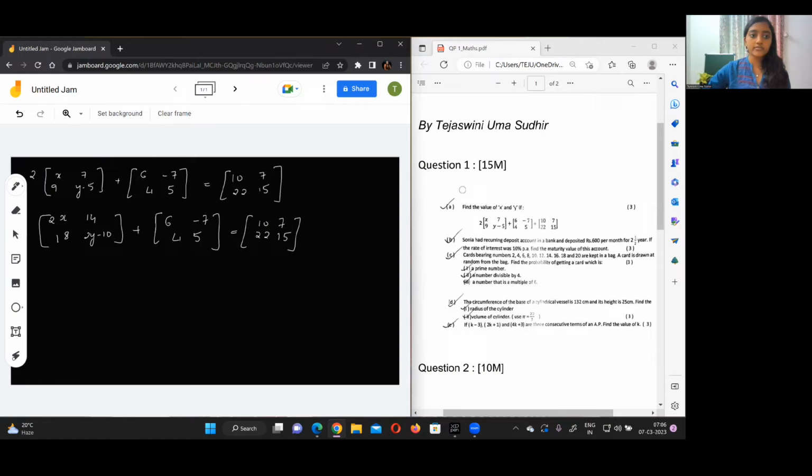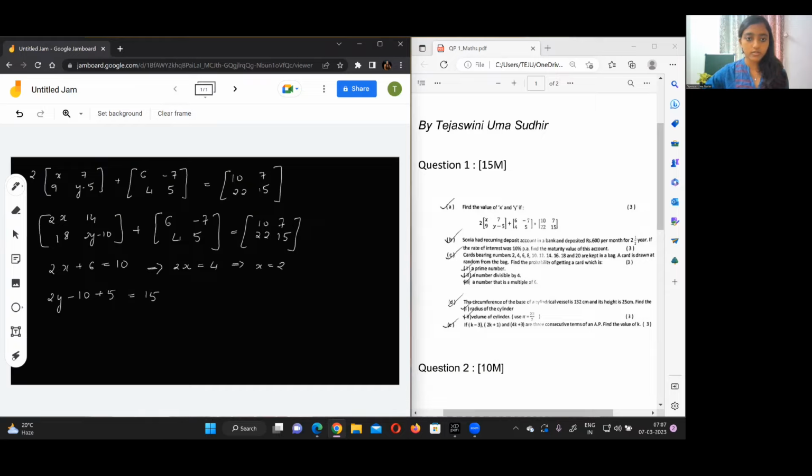Since we are asked to find the values of x and y, we take 2x plus 6 is equal to 10. The second element, 14 minus 7 is 7, so it's right. 18 plus 4 is equal to 22, so it's right. Next, 2y minus 10 plus 5 is equal to 15. From the first, 2x is equal to 10 minus 6, which is 4, which implies that x is equal to 2.